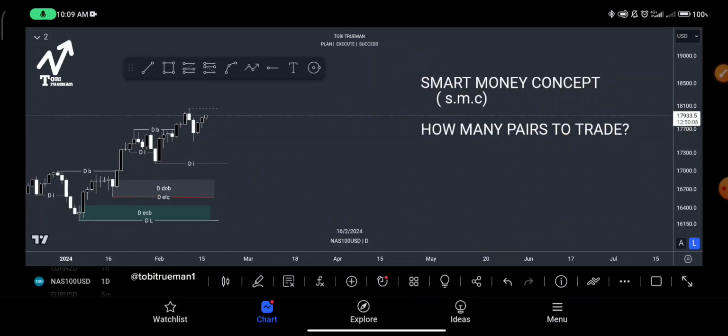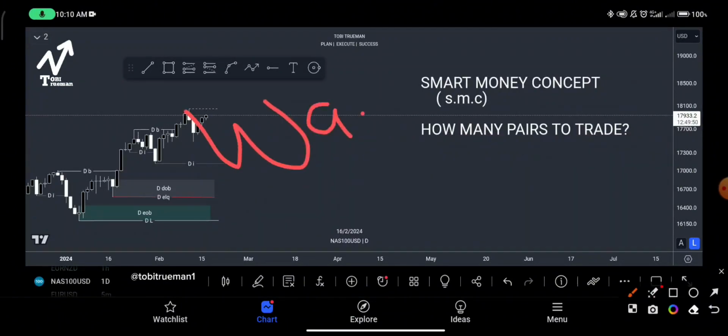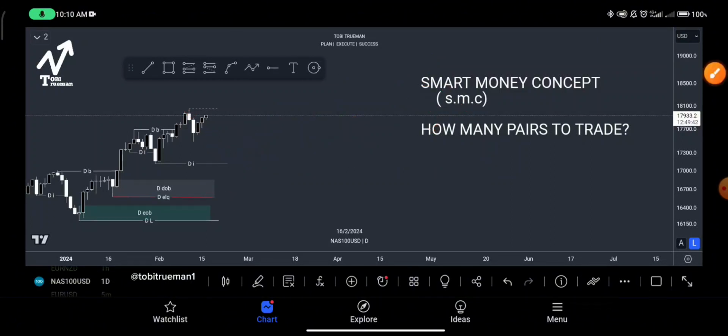But I've come to tell you today, if you are trading smart money concept, you cannot be trading one pair. It's not even logical, because you have to wait. You have to be patient. You have to wait for price to get to your particular point of interest, either your order block, your inducement, all of that. You have to wait. So this is NAS 100, for example.